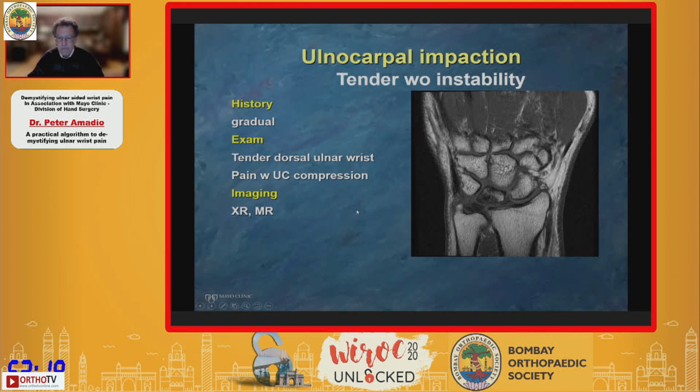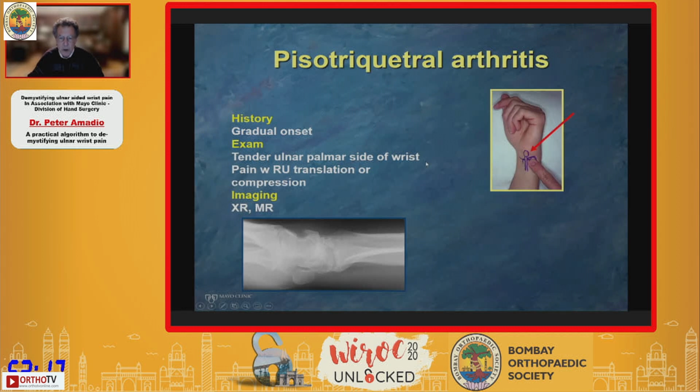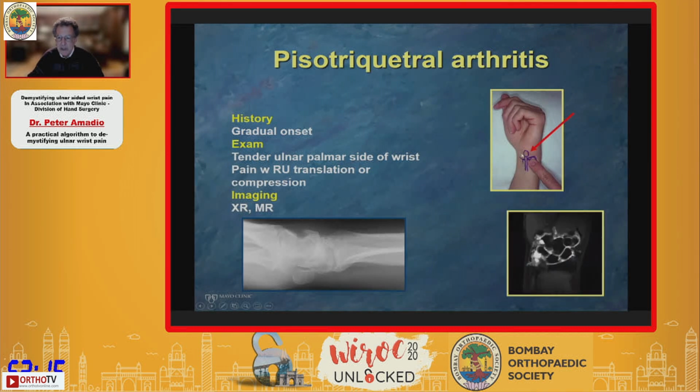And then pisotriquetral arthritis typically is going to be tenderness over the pisiform. You can move it back and forth. It'll be crepitant. You can feel some swelling there, some warmth, and some pain. And you can use either x-rays or CT or MR to image that.